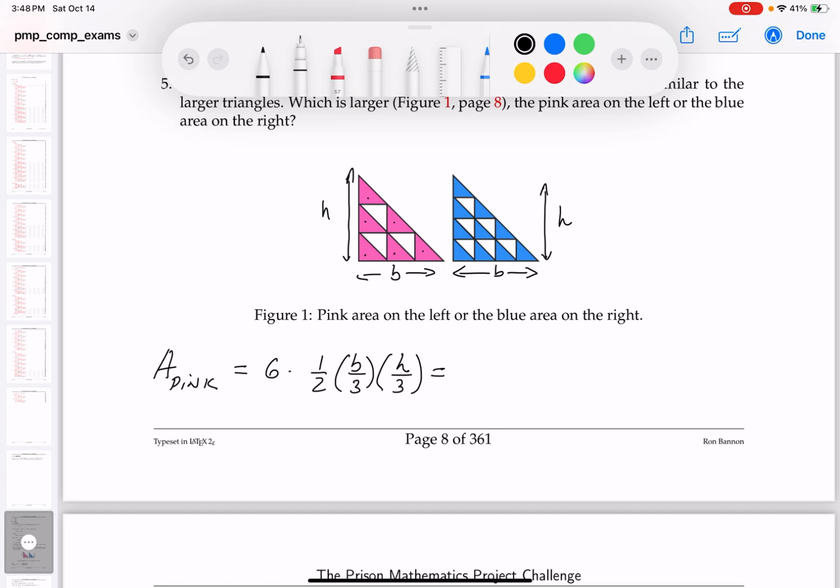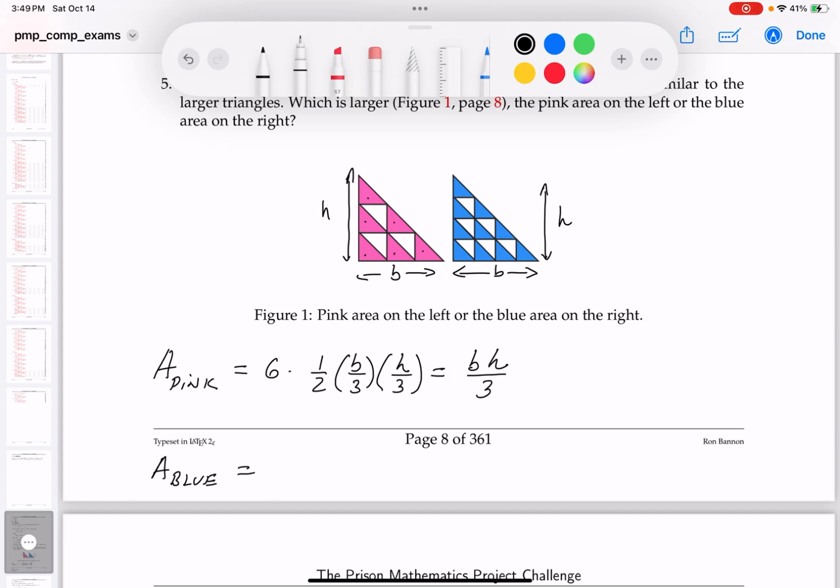I want to do simplification on that. And if I did that, let's see what I get. I certainly get BH. And then what do you get in the bottom? Well, the 6 cancel, I get 3. Right, now I'm going to do the blue triangles now. A, blue.